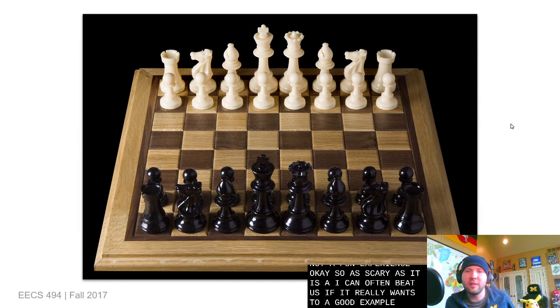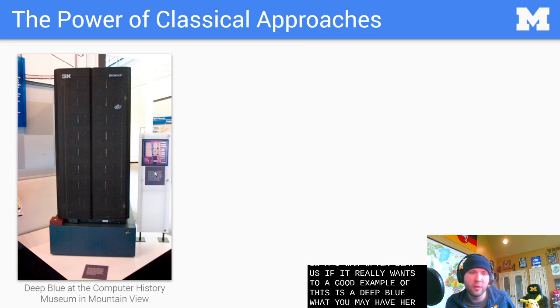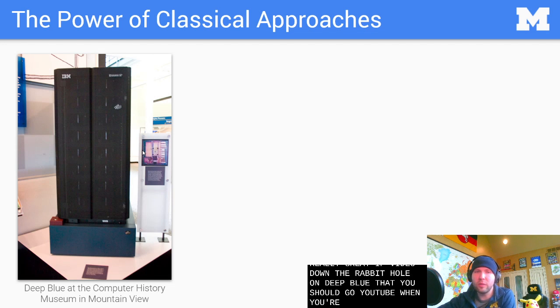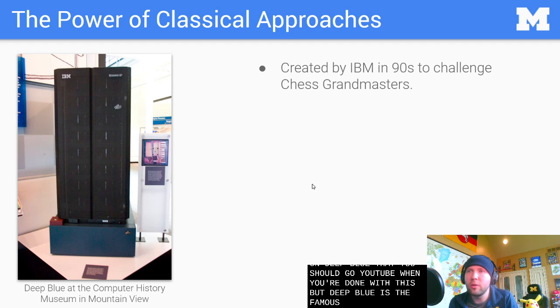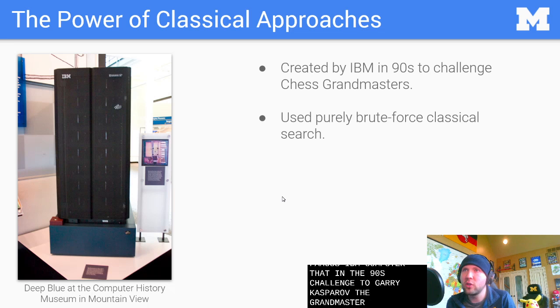A good example of this is Deep Blue, which you may have heard of. There's a really great video down the rabbit hole on Deep Blue that you should go YouTube when you're done with this. But Deep Blue is the famous IBM computer that in the 90s challenged Garry Kasparov, the grandmaster of chess, the champion, the world champion.